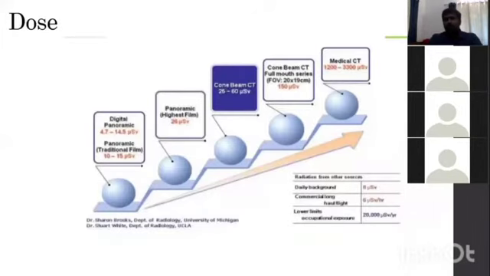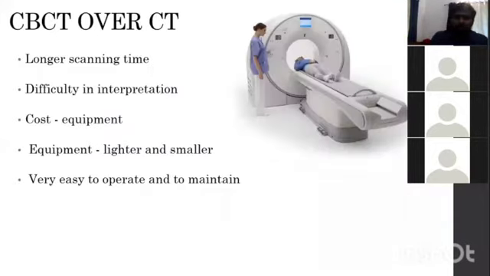Coming to the dose, CBCT only uses 25 to 60 microsieverts, but medical CT uses around 1,200 to 3,300 microsieverts. That is 20 to 30 times more than CBCT. Other specifications: CT has a longer scanning time when compared to CBCT. We all know that a fan-shaped beam will take multiple axial sections to be reformed into a 3D structure. So there will be more exposure to the patient and more time needed to take an image.